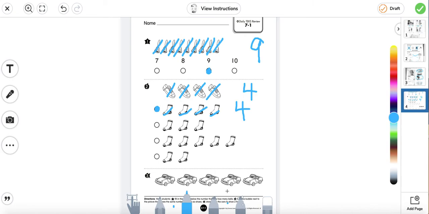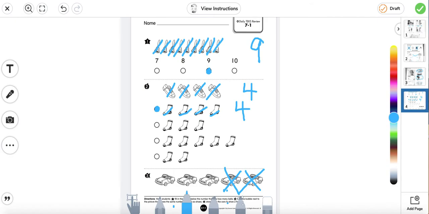Okay, number 3. Draw X's on the cars to show 2 fewer. If we want to show fewer, that means we're going to be taking away. We need to draw an X on 2 of them because we want to show 2 fewer. So let's take 2 away. 1, 2. How many do we have left? 1, 2, 3. Great job.